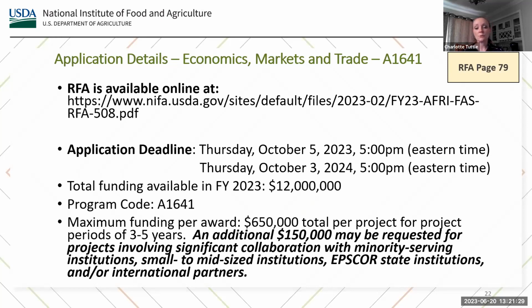Now, it's important to note that you can receive an additional $150,000 for projects that are partnering with minority-serving institutions, small to mid-sized institutions, international institutions, or institutions that are in EPSCoR states. What happens with this $150,000 is that if you're partnering with this institution, the institution receives $150,000. And remember, in order to qualify, not only must you meet the requirements of minority serving, small to mid-sized, or EPSCoR, you also can't be one of the top 100 most successful universities at receiving federal funding. Next slide.